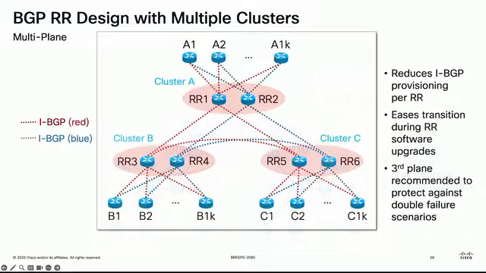The third design option is a multiplane architecture, okay? And so in this design, there's only a single tier of route reflectors, right?